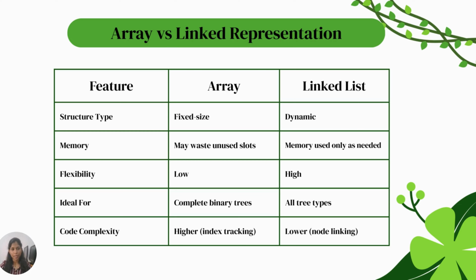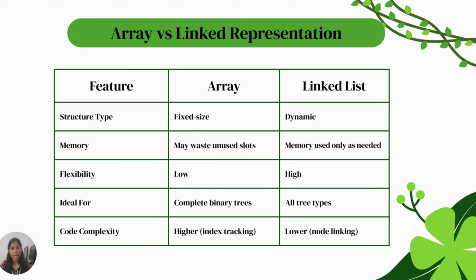Structure type. In an array, the size is fixed when the tree is created. You need to define the maximum number of nodes in advance. In a linked list, the structure is dynamic. You can add nodes as needed without setting a size beforehand. Then the memory usage. Arrays can waste memory because if some nodes are missing, their index positions remain empty. Linked lists use memory only when a node exists, so they are more efficient for sparse trees.